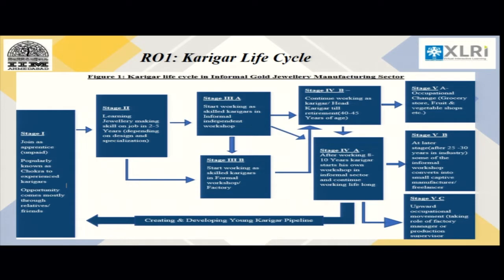They bring more karigars. That's why this line has been shown here: from here they also contribute to the supply chain of the karigar again. So they created their own workshop here, and again they have contributed back to this particular box, which is the talent acquisition box. So what is the last stage? Those who start working as independent karigars.